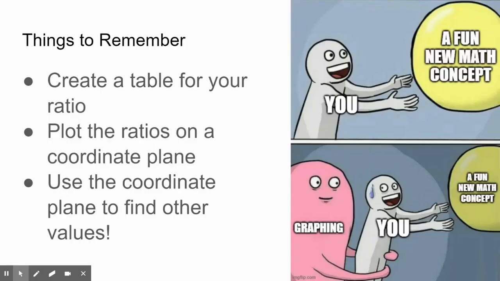Things to remember from this video: you must make a table for your ratio. It's going to be almost impossible otherwise. Once you start connecting what we just did, you might be able to do it without a ratio table, but make a ratio table to help you graph it. You're going to plot the ratios you find in your table on your coordinate plane, and then you can use that coordinate plane to help you find other values. It's really, really handy. It's really, really cool. Eventually, you can use it to compare two ratios as well. We're not going to worry about that, though. That is for another day.